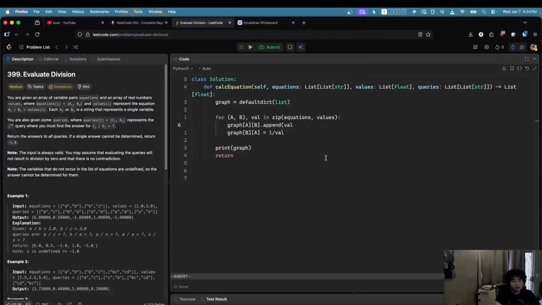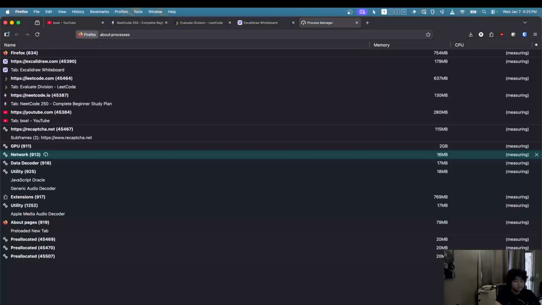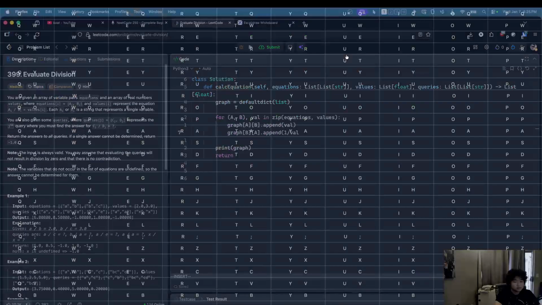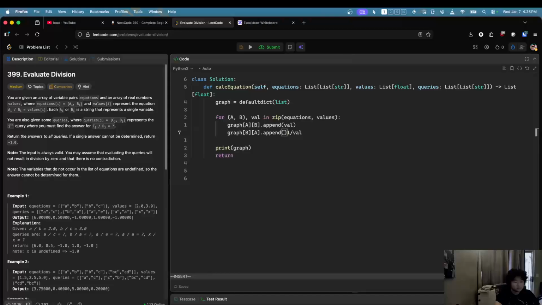Bro, I'm getting mad at this. Super annoying. Why does this happen again? Okay. I don't know what's happening with my keyboard. Bro, I keep pressing it for some reason. Is it this? Why does that happen?